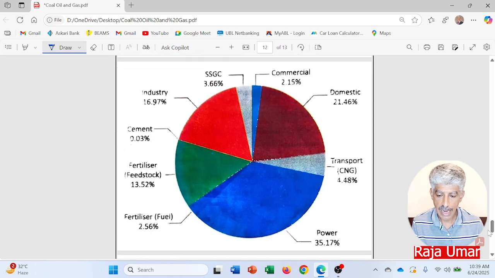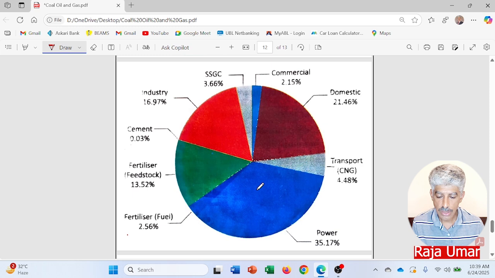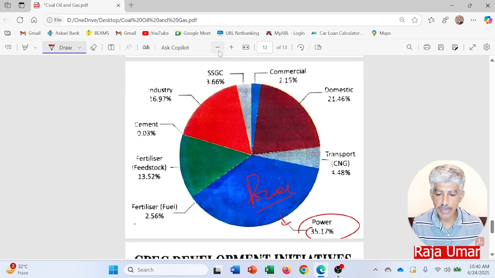And here you can see the usage of gas in different sectors of Pakistan. The major portion of gas is being consumed by the power sector, I mean the electricity is being produced, and this whole one is the power sector. 35.17% of gas is being consumed to generate power, I mean electricity.